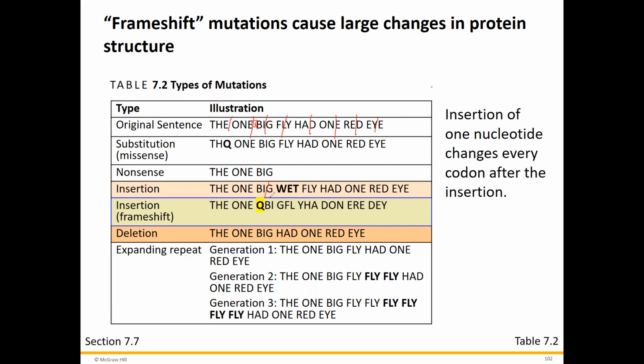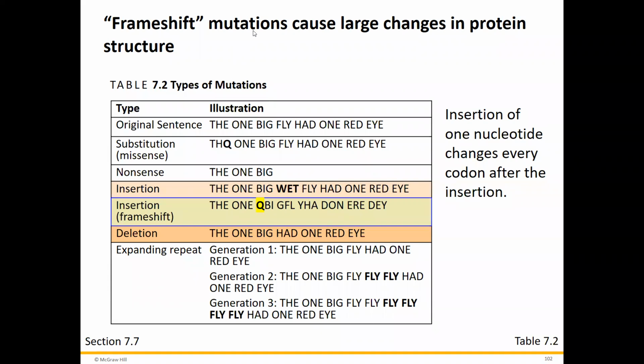When you insert a letter, the whole reading frame shifted. You couldn't read the 3 letters that make sense and are in place. You have to read the 3 letters, even if a nucleotide is inserted. And everything downstream will be altered. And the same thing with a deletion.